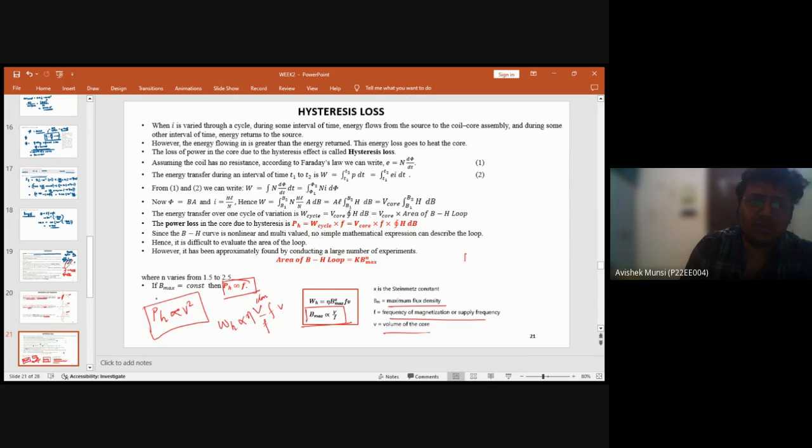When flux density is constant, then it is proportional to F. But when this is not constant, then it is proportional to V and F. Sorry, not V squared, proportional to V only. And this one is volume. Okay.